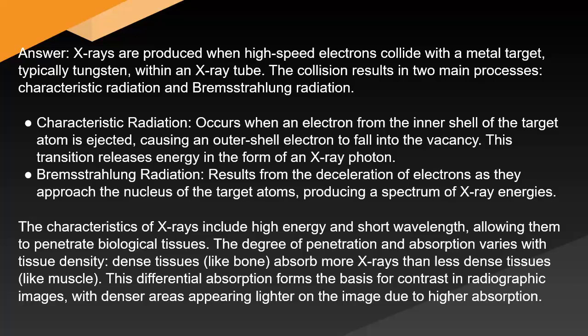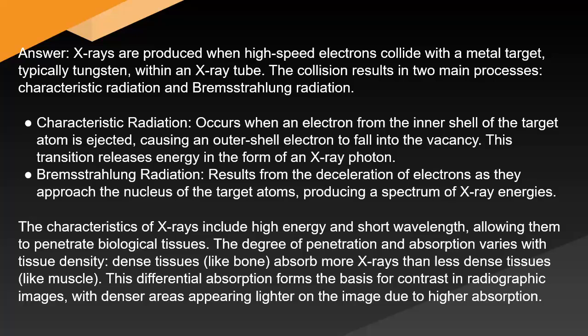The collision results in two main processes: characteristic radiation and bremsstrahlung radiation. Characteristic radiation occurs when an electron from the inner shell of the target atom is ejected, causing an outer shell electron to fall into the vacancy. This transition releases energy in the form of an X-ray photon.